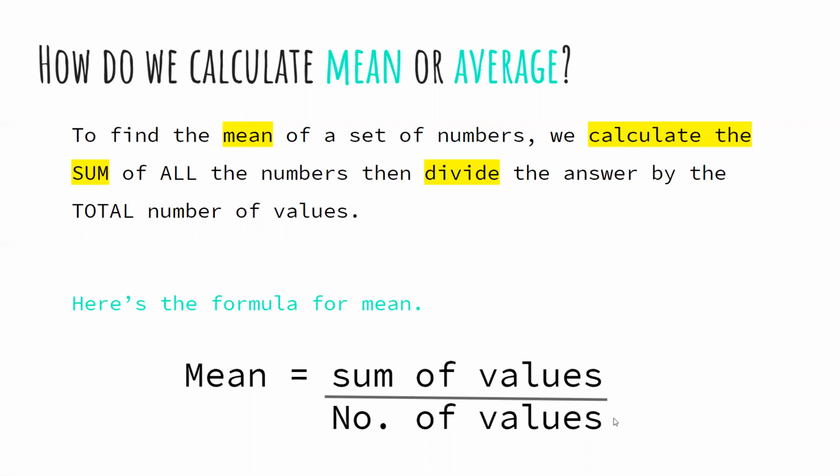So what exactly do we mean by sum of values? The sum of the values would be all the numbers that we have, we take them and we add them. So therefore we have the sum of all of the numbers that we have to work with. Now the number of values refers to each number. How many numbers do we have to work with in all? And here's an example to demonstrate what I mean.